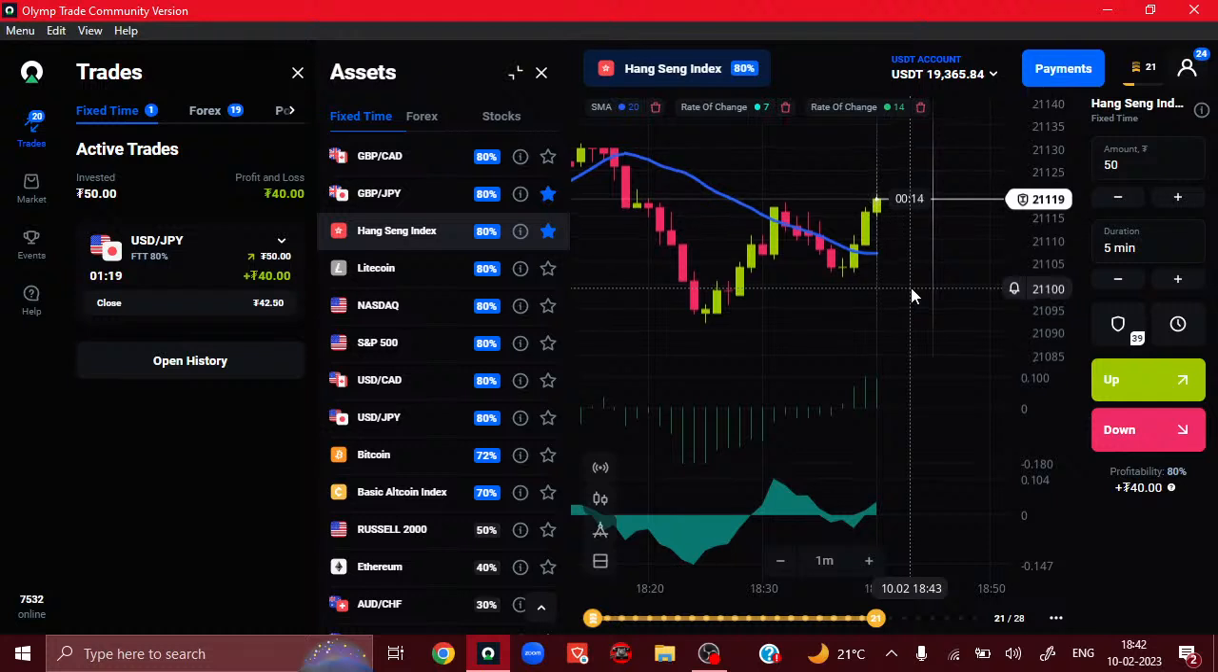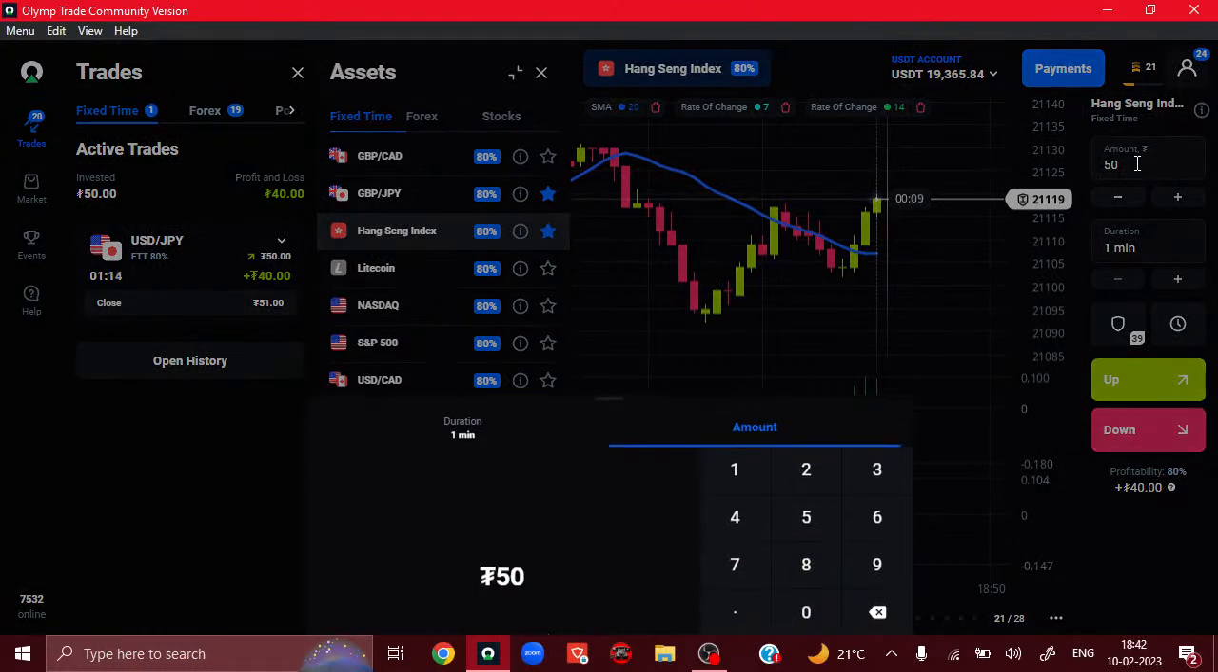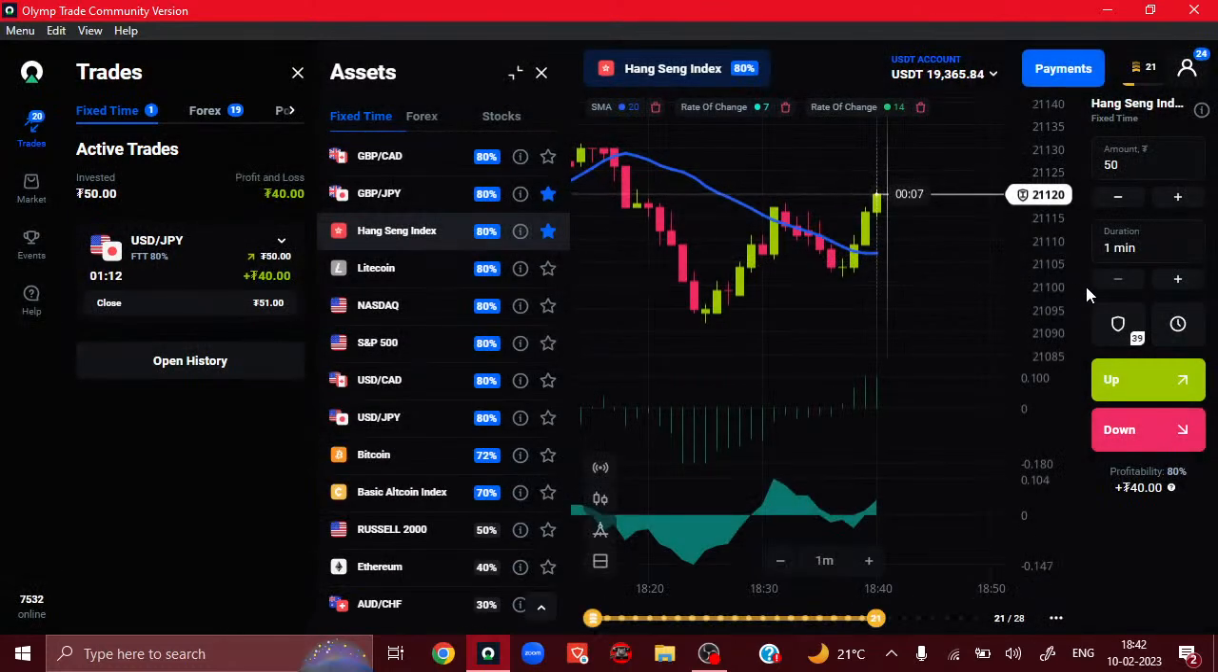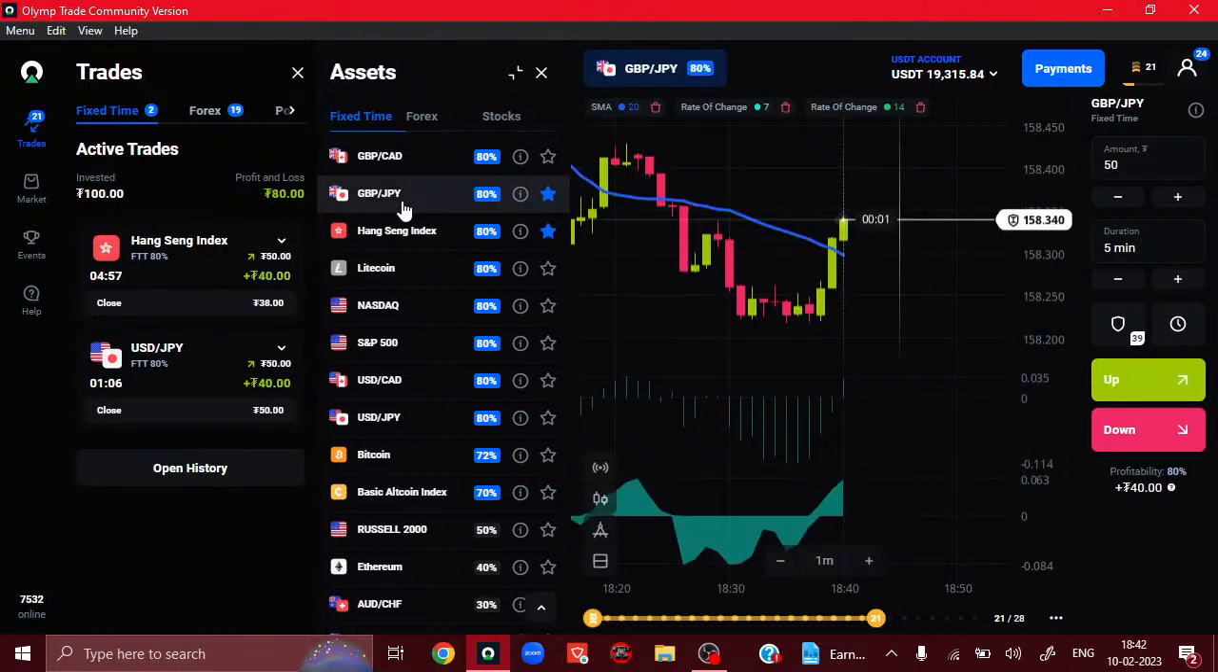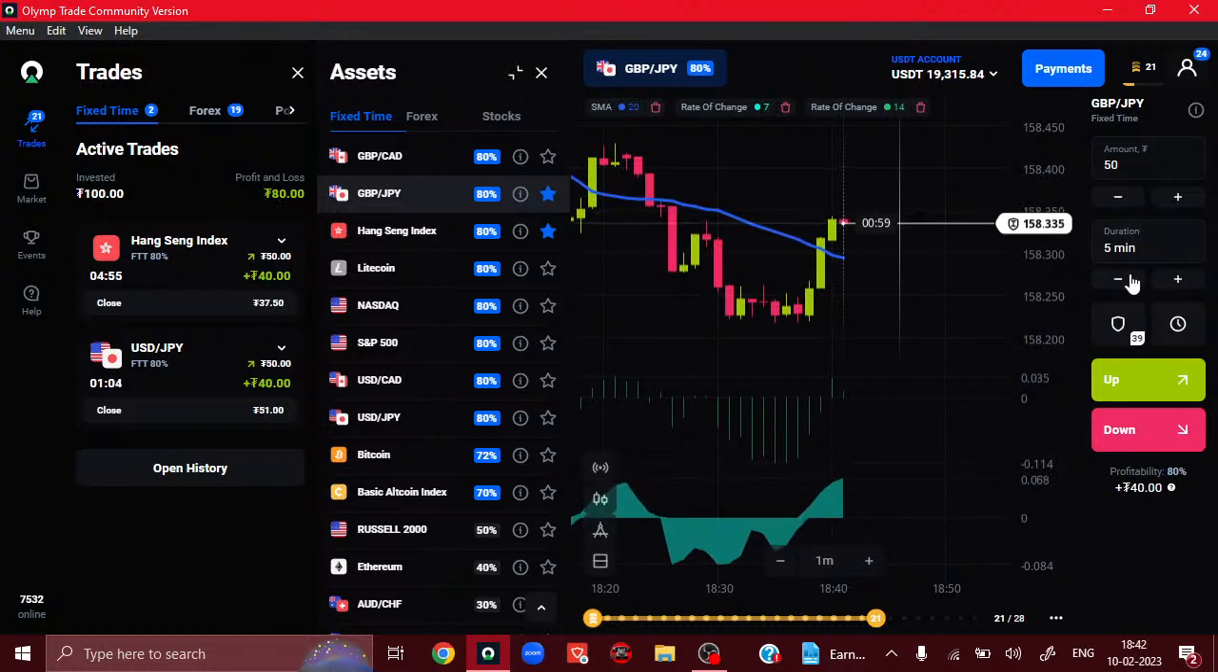In this Hang Seng Index also we are finding an entry. Here let's make a trade for 5 minutes in the upward direction. GBP JPY also we have an entry.